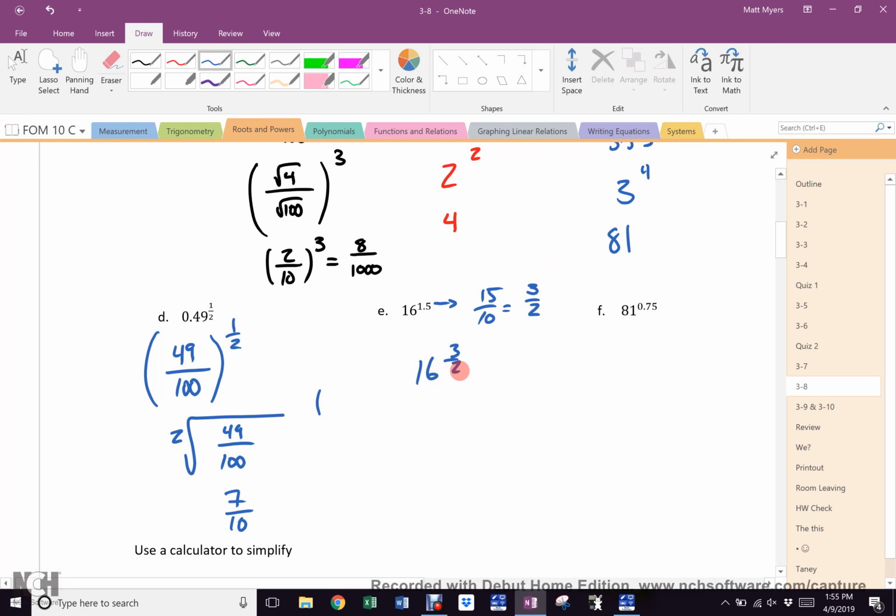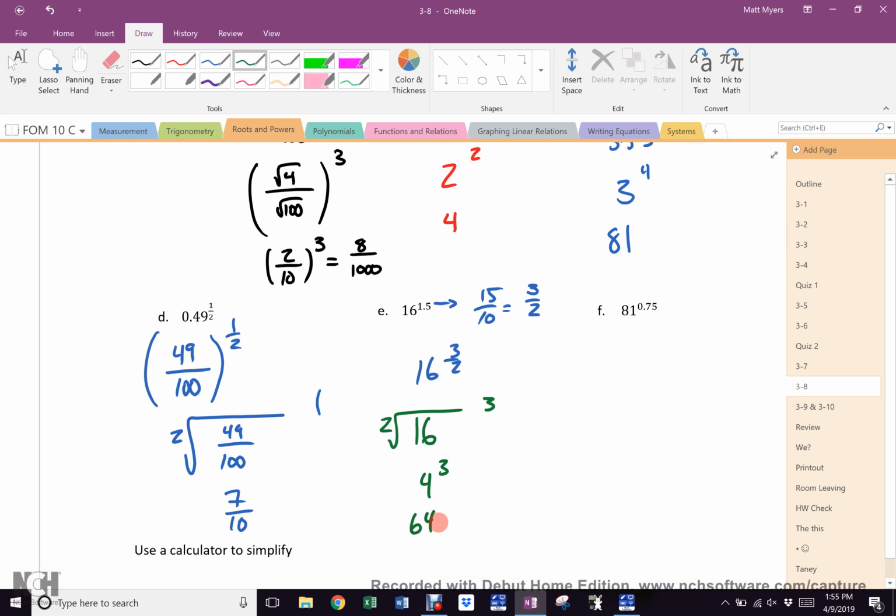16 to the 3 over 2. Where does the denominator go? Index. Where does the base go? Radicand. Where does the numerator go? Power. What's the square root of 16? 4. Cubed. What's 4 times 4 times 4? Remember I said memorize the first 10 cubes. What's 4 times 4 times 4? 64. Right, kid. Good one.